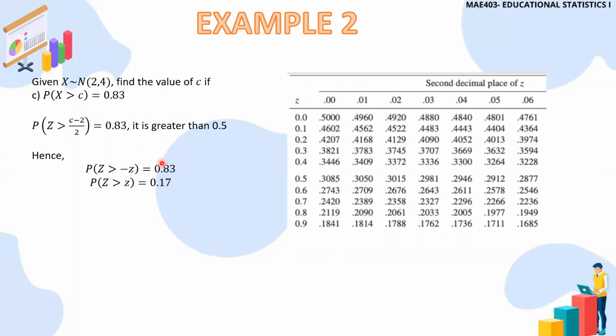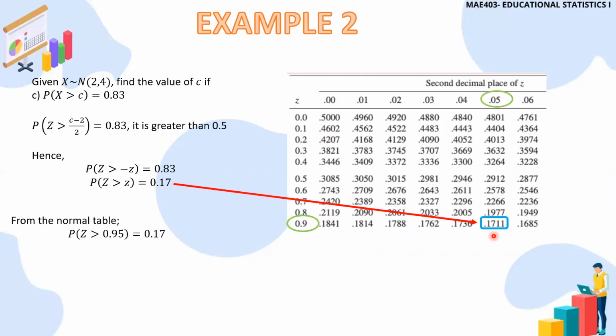So actually it is equal to the probability of Z greater than z equal to 0.17 from the positive side. So for 0.17, the closest value in the statistical table is 0.1711. Look at the first column, 0.9, plus the first row, 0.05. So based on the table, the probability of Z greater than 0.95 is equal to 0.17.